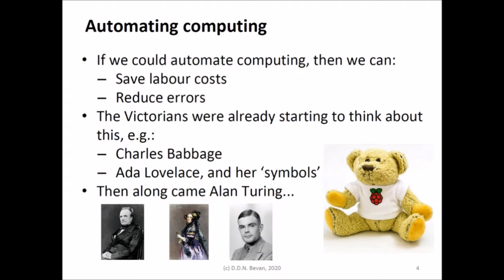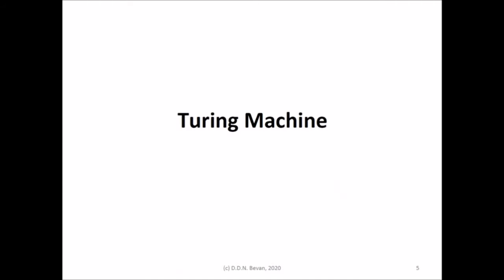And then in the mid to late 1930s, along came Alan Turing. And he really came up with the first very fundamental thoughts about computer science. So I'm going to talk about the Turing Machine. It's something he thought up. It was a sort of notional thought experiment concept.